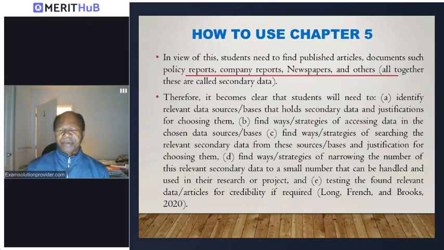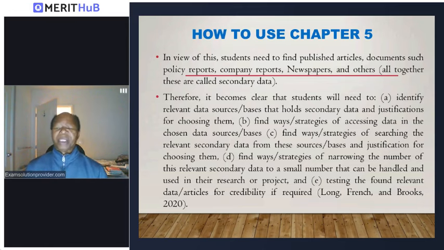Now, in this view, students need to find published articles and documents such as policy reports, company reports, newspaper articles, and others. All together, these are called secondary data, okay? That's very important because students tend to say, oh, where do I get data from? But this is the data you have. It's secondary data because you are conducting secondary research. If you were conducting primary research, it would be different. But most universities will encourage you to do secondary research.